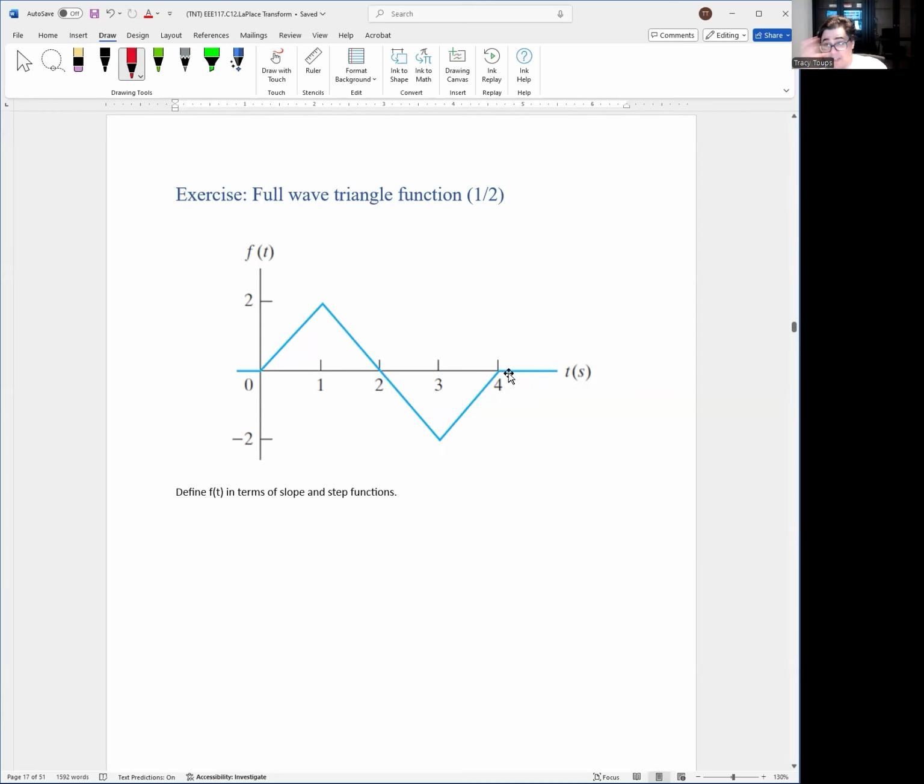So chop it off into 3 sections, do your slope function, find your window function, and let's come back in 20 minutes to see your answer and check everything out. Okay? So good luck, and we'll catch you in a little bit.